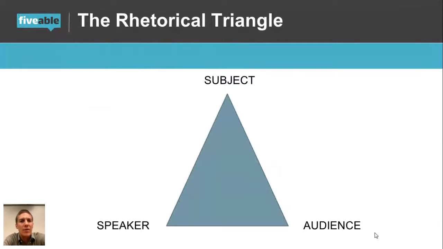Quick review. I've gone over this through Fiveable a couple times, so I'm not going to take too much time, but I always want to ground our thoughts in rhetorical analysis on the triangle. Again, we've got 3 parts of the triangle: the subject of the work, the audience, and the speaker. What I want you all to focus on, what's going to focus us on higher-level thinking, higher-level analysis, is that bridge between audience and subject.